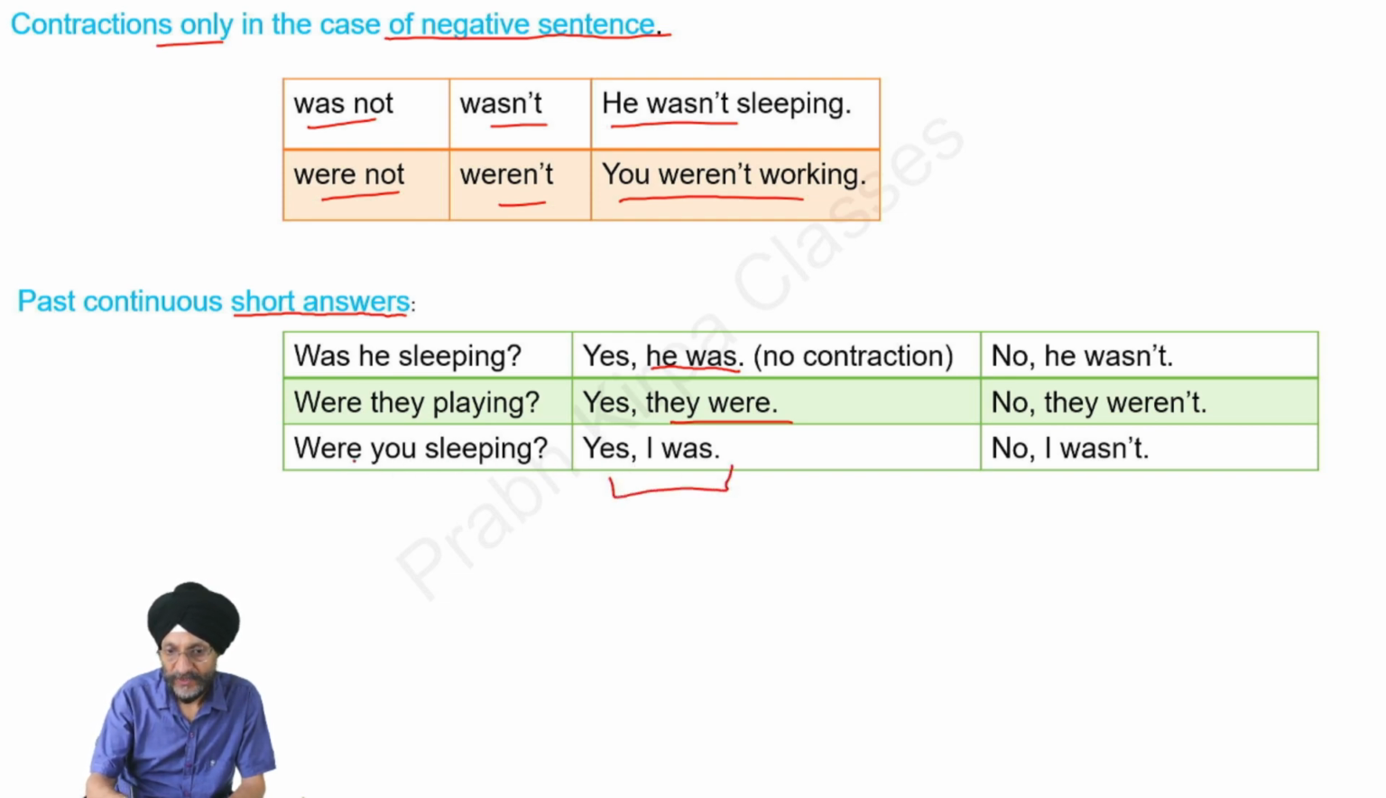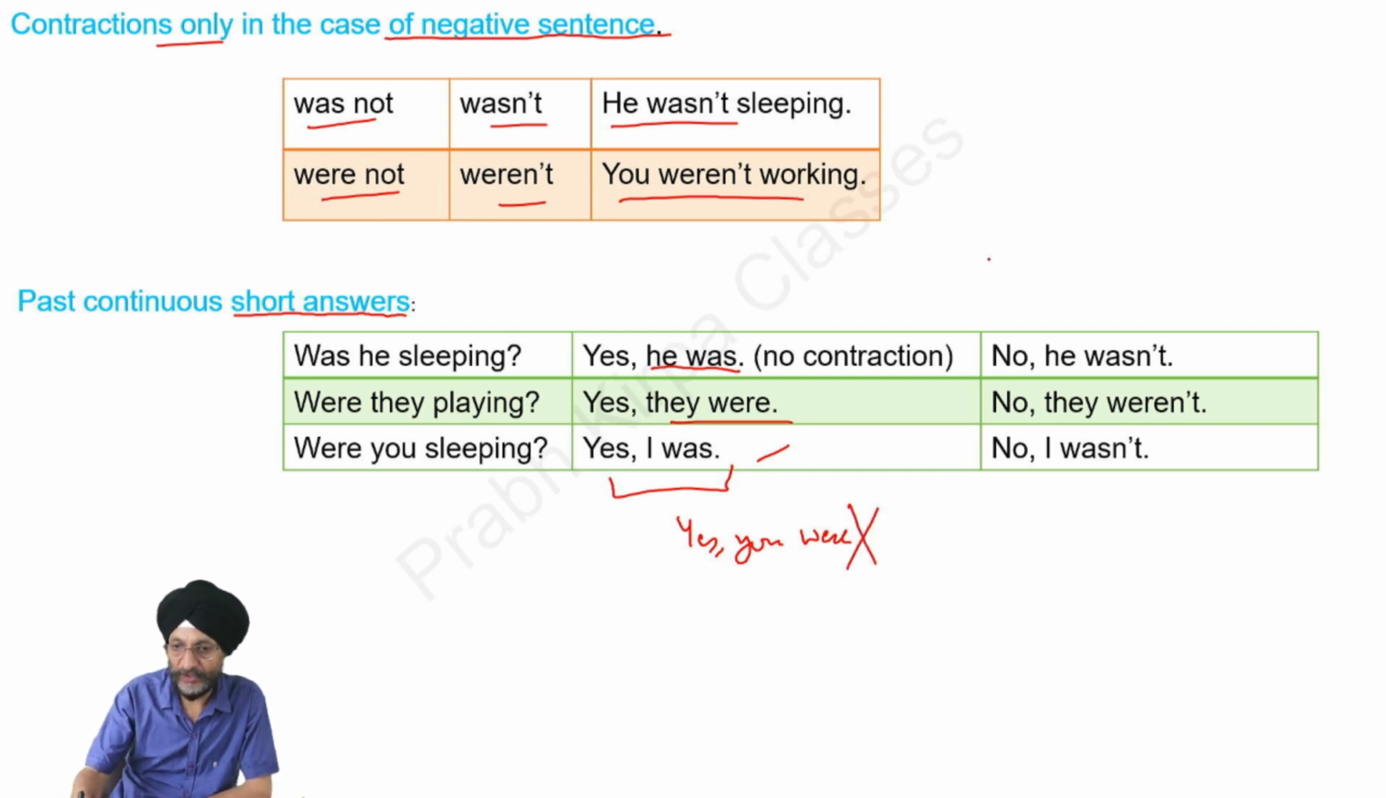Please note that when the question is were you sleeping, the answer is yes, I was. You are not to answer yes, you were. The question has been put to us and we are to give the reply. So here the answer will be yes, I was. If you say yes, you were, the answer will be wrong.